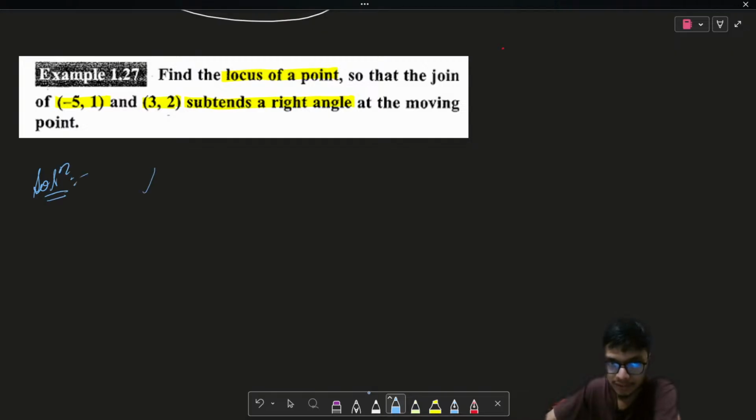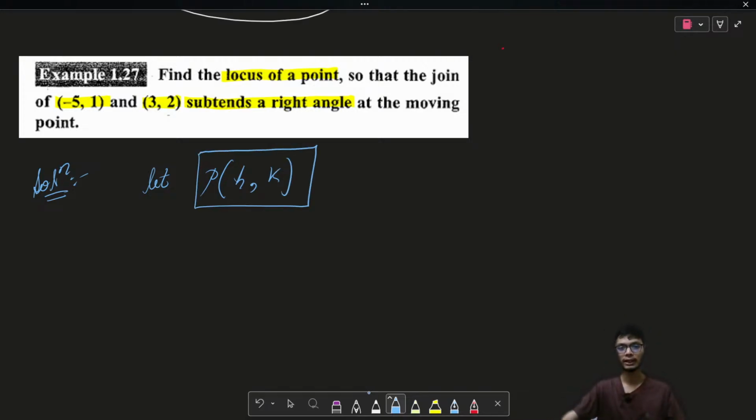The simple step is that whatever point is not known to you, first of all, assume that point as P, and that is given as h comma k. So first of all, let us assume the point whose locus needs to be found out to be h comma k. This is the moving point, right?